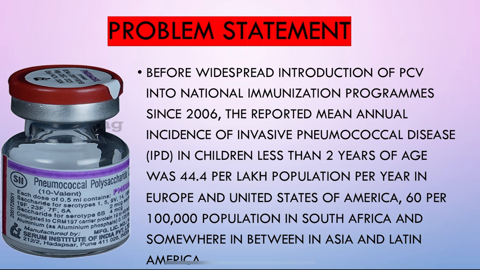So we see before the introduction of the PCV vaccine in the national immunization program, there was an annual incidence of the disease of about 44.4 per lakh population per year, 60 per 1 lakh population in Africa, and somewhere between these in Asia and Latin America.